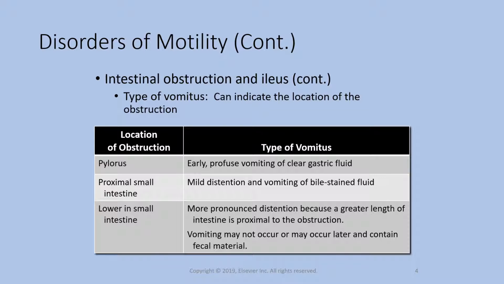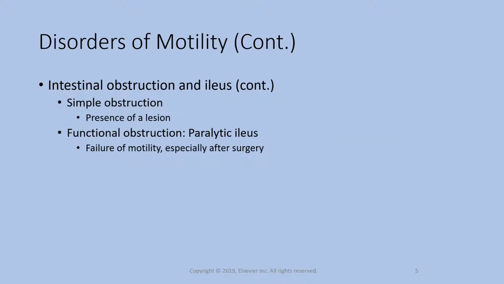Okay, so with intestinal obstruction, types of vomitus can indicate the location of obstruction. If it's the pylorus, which is the opening of the stomach into the small intestine, there's early profuse vomiting of clear gastric fluid. If it's the proximal small intestine, a mild distension, vomiting of bile-stained fluid. And lower small intestine, pronounced distension, greater length of the intestine is a proximal obstruction. Vomiting may occur later and contain fecal material. That's very rare. It looks like fecal material, but it's not really.